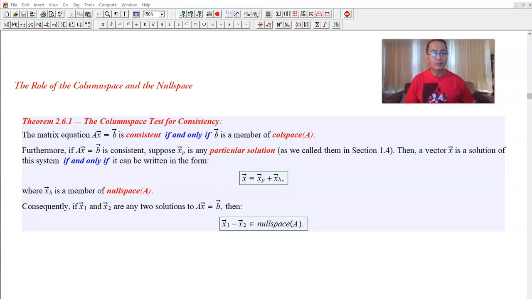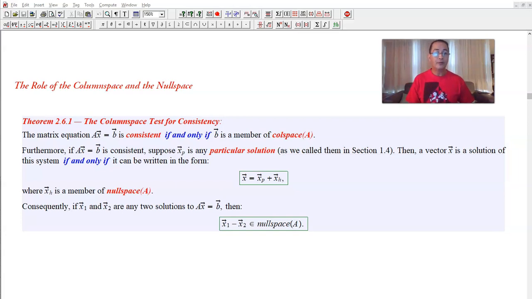Well, the matrix product AX, we said, is a linear combination of the columns of A with coefficients from X. So remember, we have x1 column 1 plus x2 column 2, and so on. So if we want that to add up to B, then B is a linear combination of the columns. And of course, that is the definition of the column space.